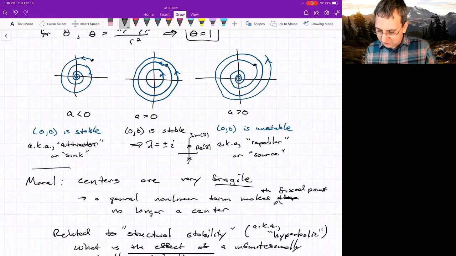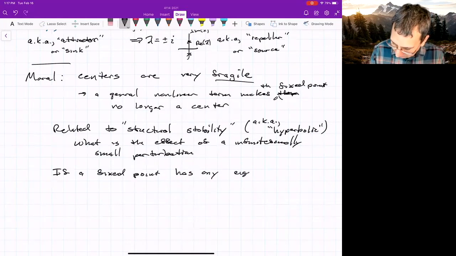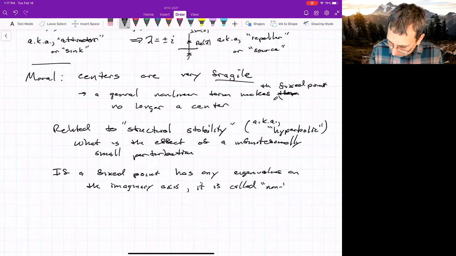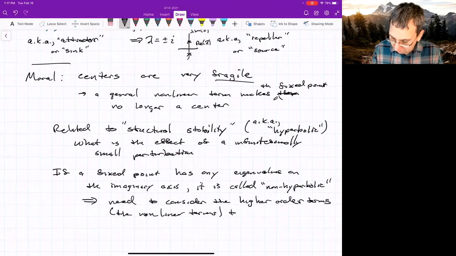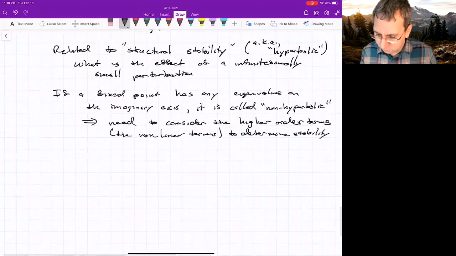If you have something that is non-hyperbolic, you have to go to nonlinear terms. So a fixed point with any eigenvalues on the imaginary axis is called a non-hyperbolic fixed point. And it means you need to consider the higher order terms, in other words, the nonlinear terms, to determine stability. And we won't get into that yet. Be careful if you have one of these borderline cases.